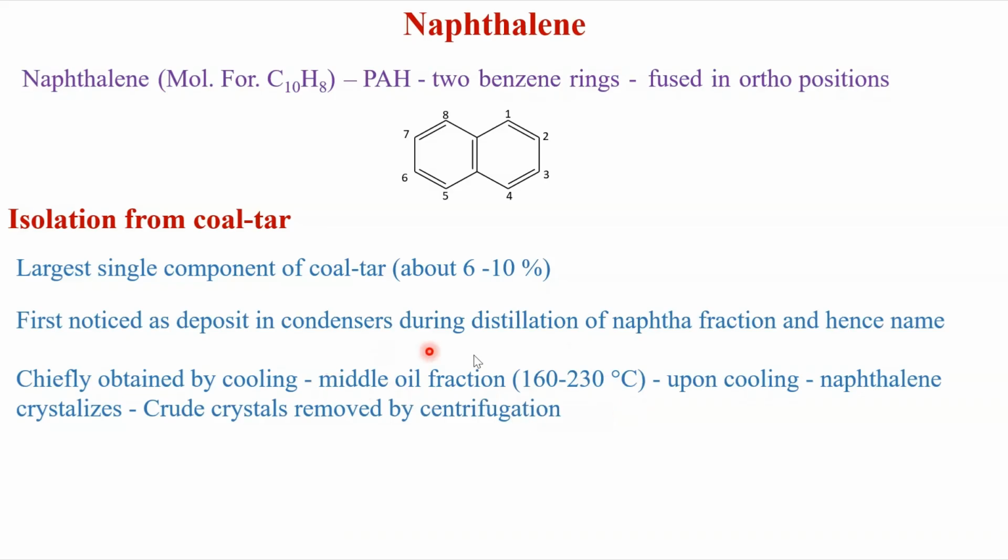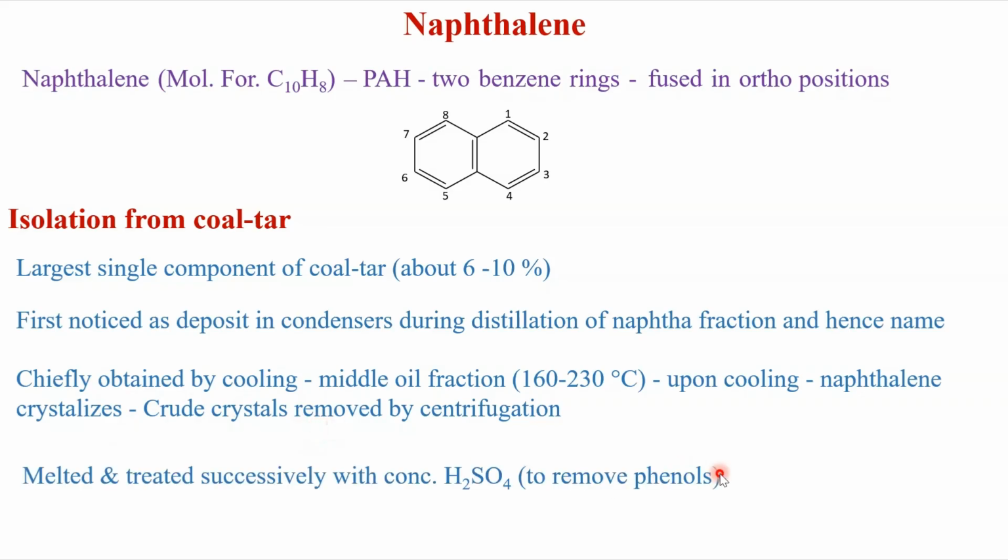Upon cooling this middle oil fraction, we get naphthalene as crystals. These crude crystals are separated by centrifugation. They are washed with concentrated sulfuric acid to remove the phenolic impurities. Then it is sublimed to give the pure product. Naphthalene is a sublimable product, and that's why it is easy to purify this type of compound. Naphthalene has the following properties.